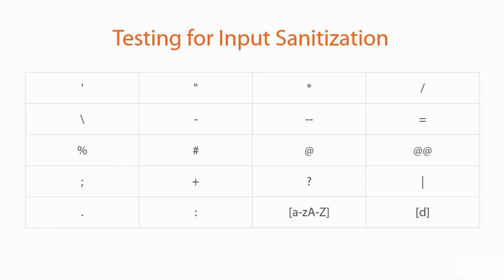There are also a whole bunch of others that we haven't looked at. Things like percentages that are often used in LIKE clauses, the @@ syntax to access server variables. All of these are the kinds of things that you want to test for when you're establishing what sort of sanitization is going on in the app.